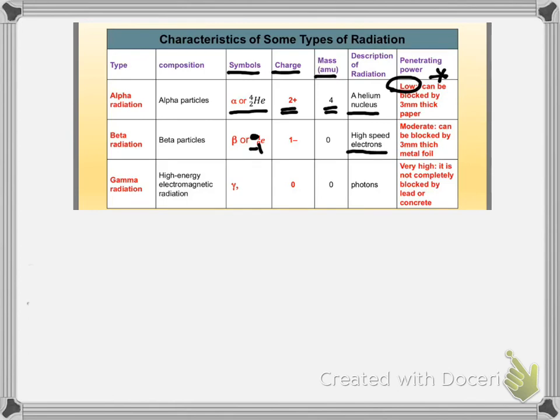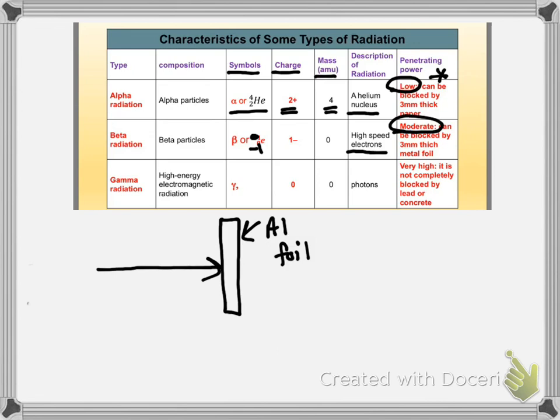Now, the penetrating power of beta particle is moderate. Moderate means medium. It can be stopped by thick metal foil. So, if I have a piece of aluminum foil like the one you have in your kitchen, and there are some beta particles coming, the beta particles cannot pass the foil. You can stop them using foil.